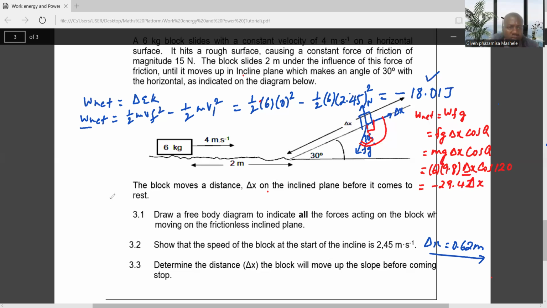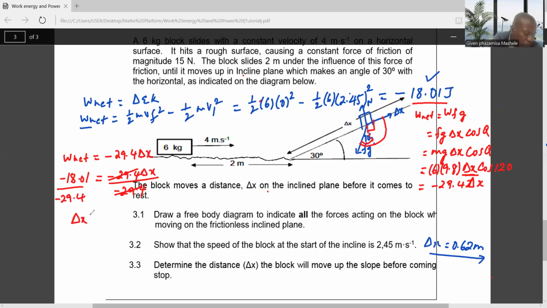So we have calculated work net. We're going to say work net is equal to negative 29.4 delta X. And what is the work net all in all? It's negative 18.01. We got it. So it's negative 18.01 equals negative 29.4 delta X. So we divide both sides by negative 29.4, and this will give us our delta X here.